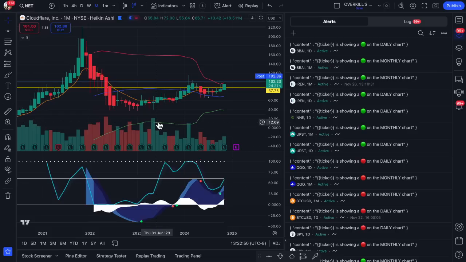I've added a few names to my watch list. I think we're going to see some really big moves here in the crypto space over the next couple of months. I do like the correction that we're getting here so far.